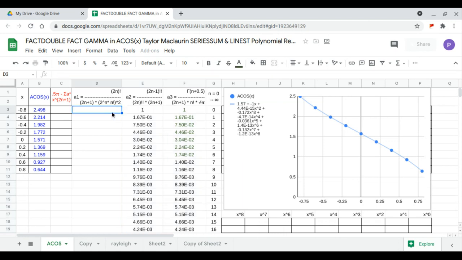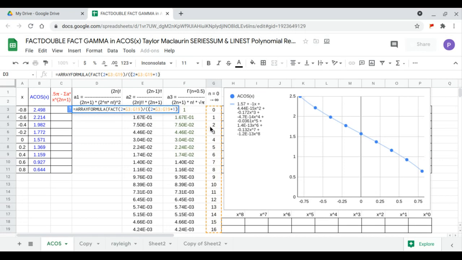We continue with the factorial form. Array formula. The numerator is factorial 2n. So factorial 2 times n. That's the numerator. Now the denominator. There are three parts. So the first part is the quantity 2n plus 1. 2 times n plus 1.